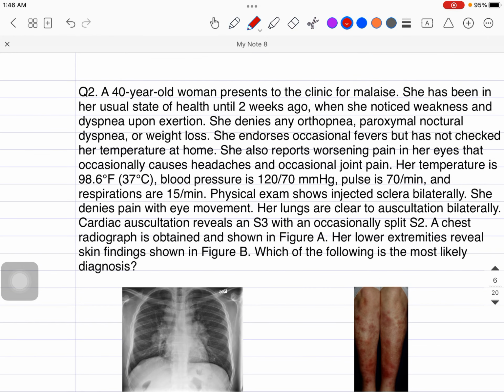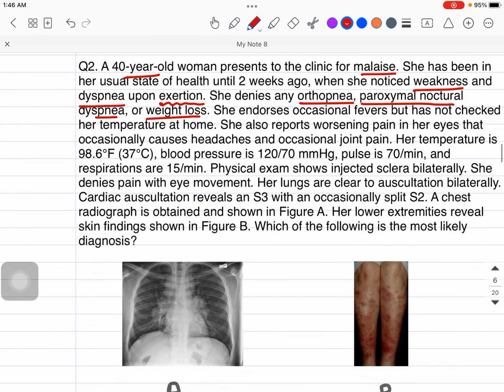Question number 2. A 40-year-old woman is presenting to the clinic for malaise, right? Now she had been in her usual state of health until 2 weeks ago, when she noticed weakness and dyspnea upon exertion. She denies any orthopnea, paroxysmal nocturnal dyspnea, or weight loss. Nothing is there. It is ruling out TB, guys. By giving this kind of history, it is ruling out TB.